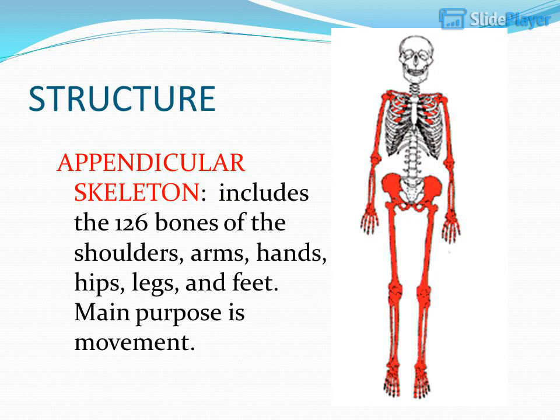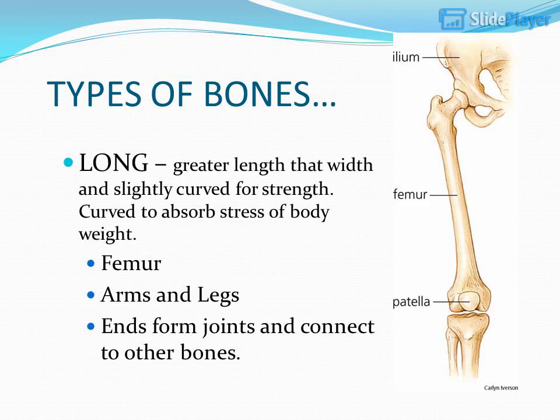Structure. Appendicular skeleton includes the 126 bones of the shoulders, arms, hands, hips, legs, and feet. Main purpose is movement. Types of bones. Long: greater length than width and slightly curved for strength. Curved to absorb stress of body weight. Femur. Arms and legs. Ends form joints and connect to other bones.